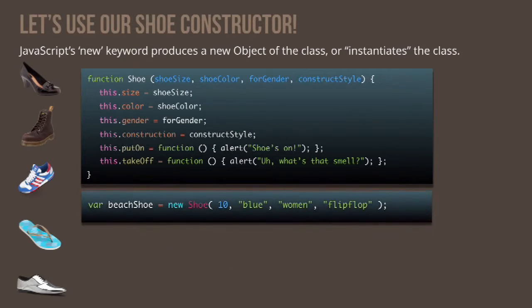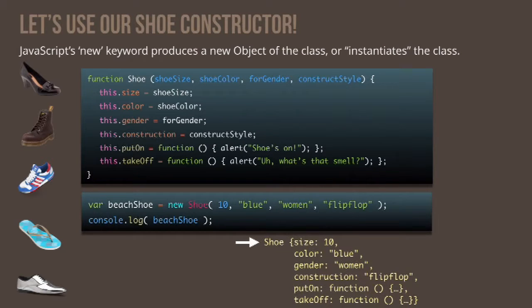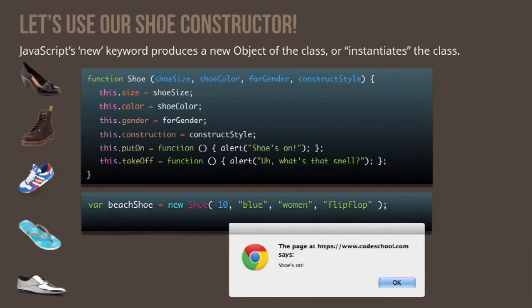If we go ahead and log out beach shoe, we can see that we get a shoe object. Notice that the front of the object, its name has changed from object to shoe. That's because we have a shoe object. And inside of it, all of the exactly correct properties that we would expect, plus some functions. If we were to now call beachshoe.putOn, we'll get a pop-up that says shoes on. That's because the putOn method is accessible to any shoe that we create at any time.